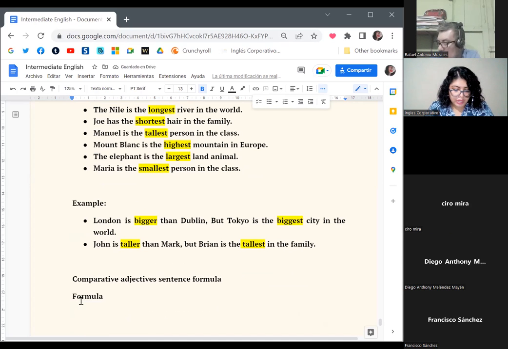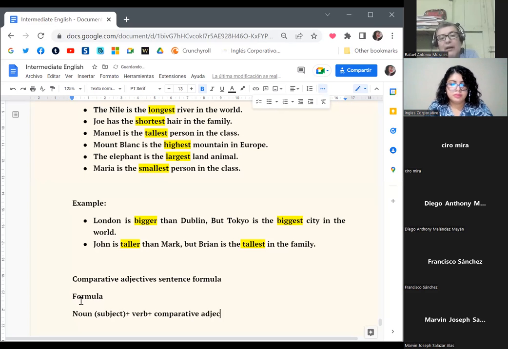So we have here, first, the noun, that is the subject, plus the verb. In this case, we are using the verb to be, right? Then we have the comparative adjective, then we have than, then we have the noun, that is the object. So this is the first formula when we are writing comparative adjective sentences.